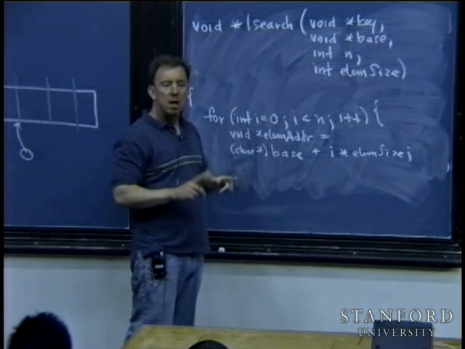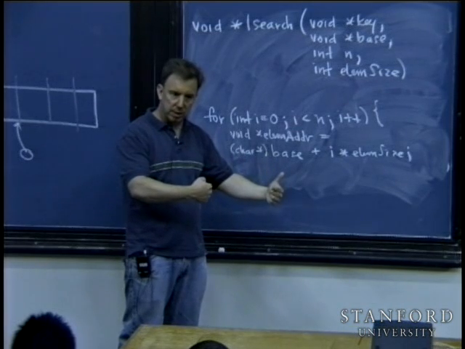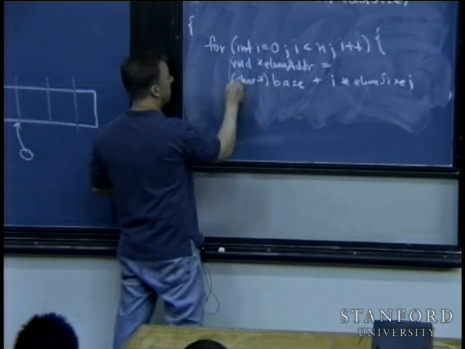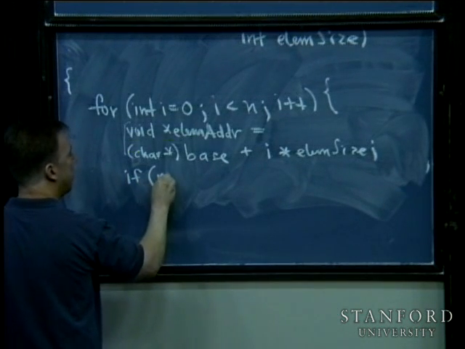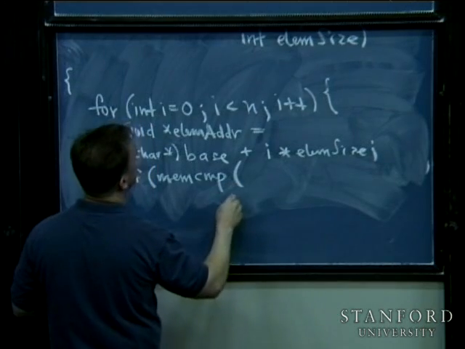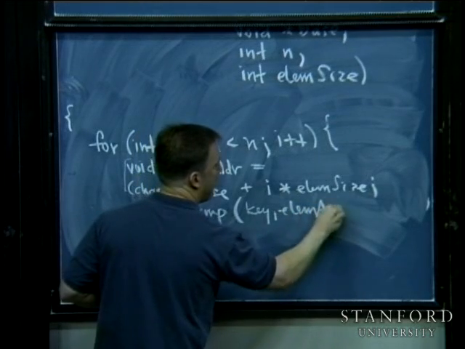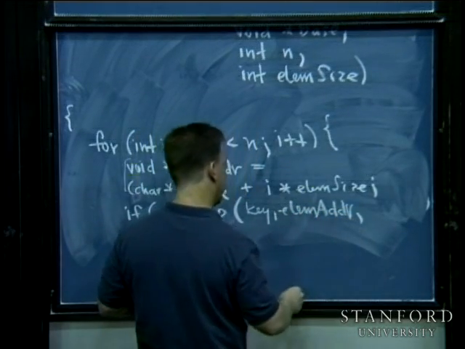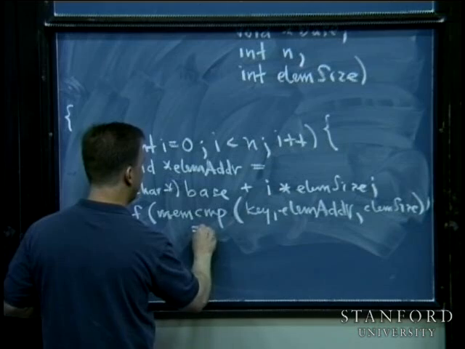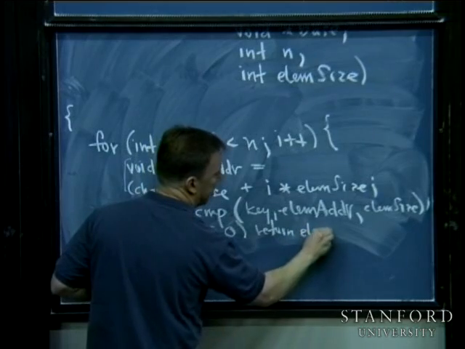Now, if I write this way, and I don't pass in a comparison function, the best I can do is a generic memory comparison of the elemSize bytes that reside at the two addresses to be compared. You could do this. This is one line. If memcmp of key and elemAddr, elemSize, double equals 0, you could go ahead and return elemAddr.